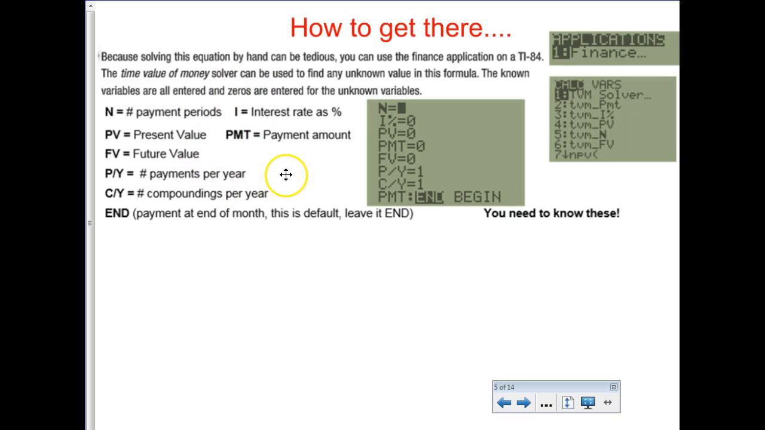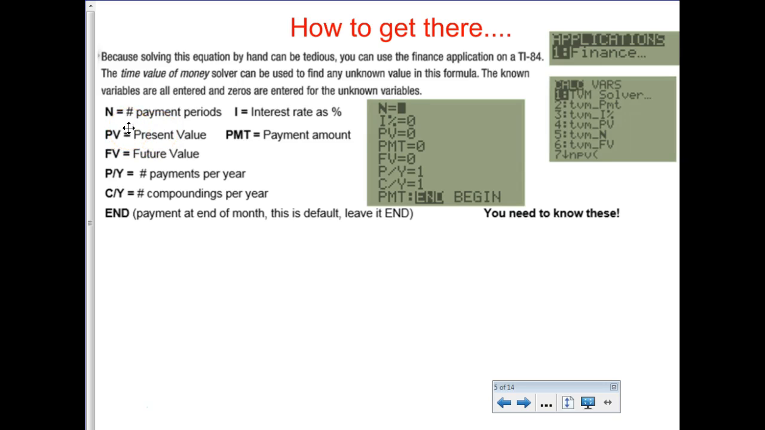It's already on your notes here. So as we do our questions and our notes, what I want you guys to do is to handwrite on your notes like, oh, I put this in for N, I put this in for PMT, I put this in for FV or FE. So here's what everything stands for before we get to the calculator.